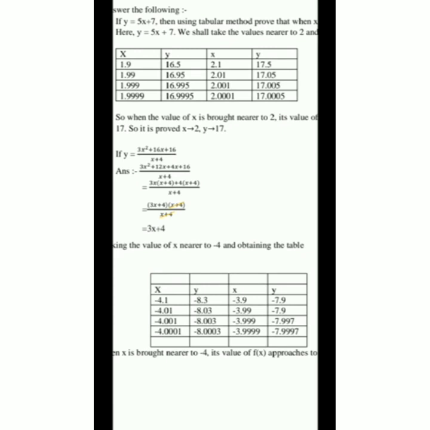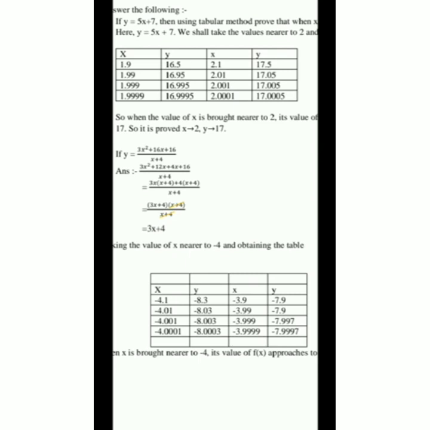Putting the values in the given equation, y is equal to 5x plus 7: putting x as 1.9, 5 into 1.9 plus 7, we get 16.5. 5 into 1.99 plus 7, we get 16.95. 1.999 into 5 plus 7 gives you 16.995, and 1.9999 into 5 plus 7 gives us 16.9995. Here we decreased the value by 0.1, 0.01, 0.001.